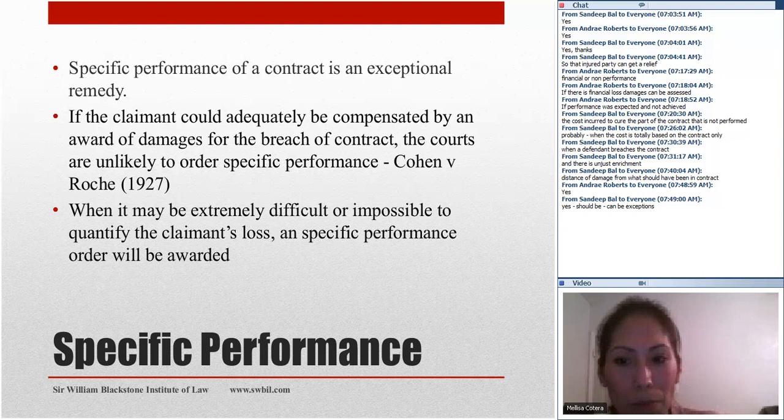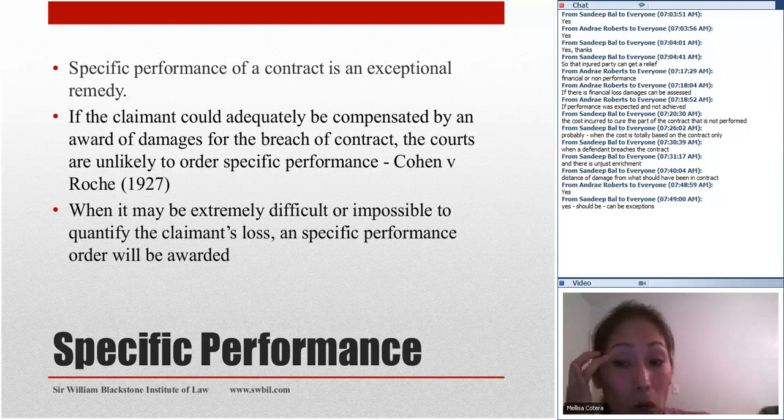However, damages for breach of a contract to sell land are viewed as inadequate, and the usual remedy in such a case is an order for a specific performance. So when there is a breach of contract to sell land, generally an order for a specific performance would be issued. Also, when it may be extremely difficult or impossible to quantify the claimant's loss, a specific performance will be awarded. In addition, courts have considered whether or not the defendant would be able to pay an award of damages. If it seems unlikely, an order for a specific performance may be made.